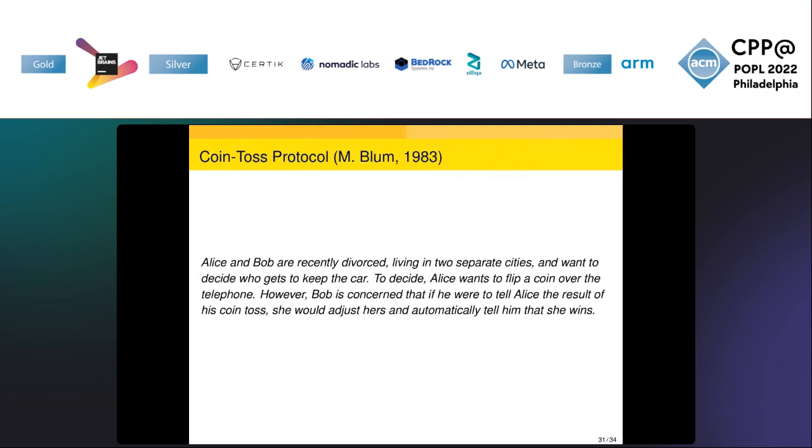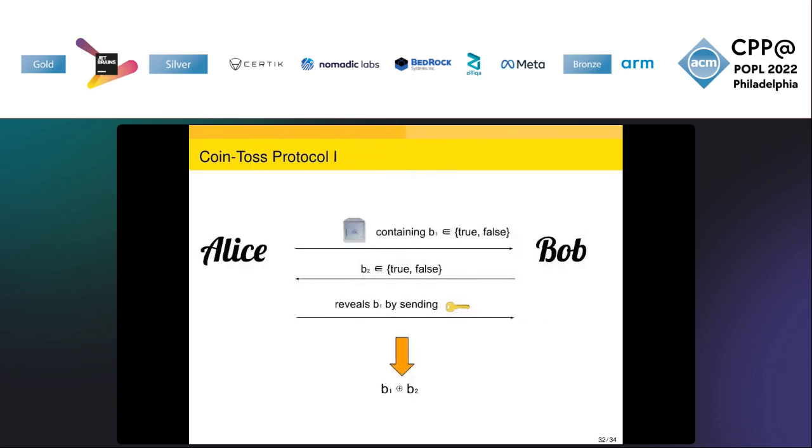However, Bob is concerned that if he were to tell Alice the result of his coin toss, she would adjust hers and automatically tell him that she wins. So the problem with Alice and Bob is that they do not trust each other, and the only resource they have is the phone communication channel, and there is not a third party available to read the coin. Let us describe one possible implementation of a protocol which achieves a fair coin toss suitable for the described scenario.